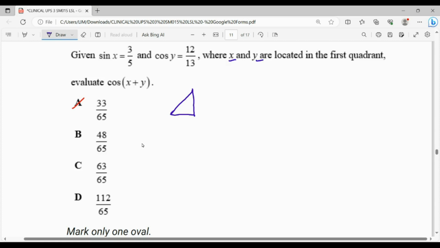And x and y are located in the first quadrant. So this is a first quadrant triangle. This is your x. Sine is opposite over hypotenuse. So this is 3. This is 5. Means adjacent is 4. Meanwhile, another angle is y.